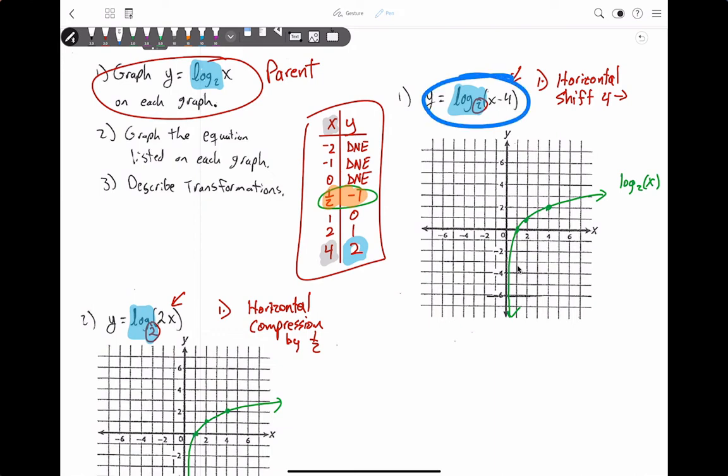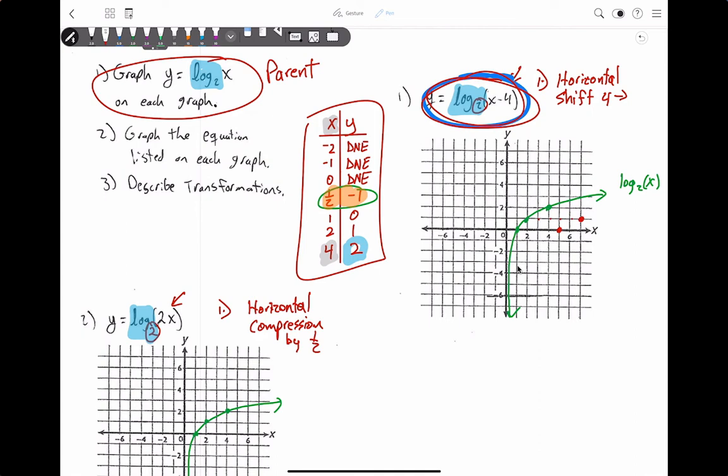So everything gets shifted 4 units to the right. So let me graph this in red, okay? So 4 units to the right, this will go to (5, 0), and (6, 1), and (7, 2), and so on and so forth.